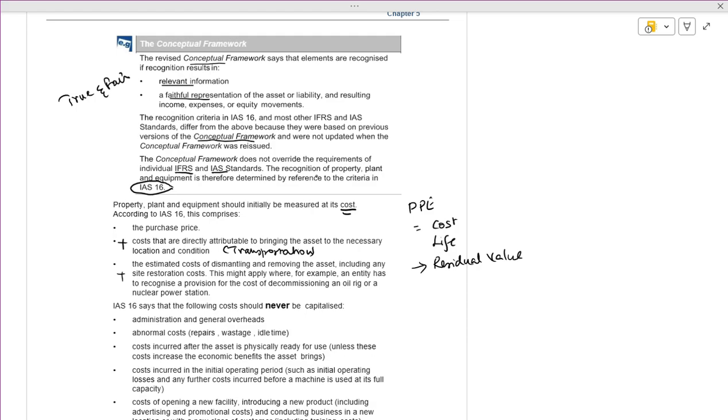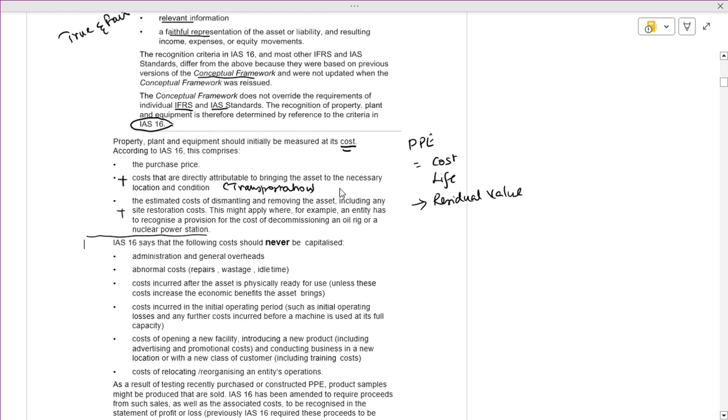That's subject to the situation where we are discussing this. Now, these are the things where IAS should not, see, put one line here, okay? IAS should not say that the following cost should never be covered. Administration cost, no, it should not. It should be in the operating expenses. Abnormal costs, repairs, wastages, cost incurred after the asset is physically ready for use.